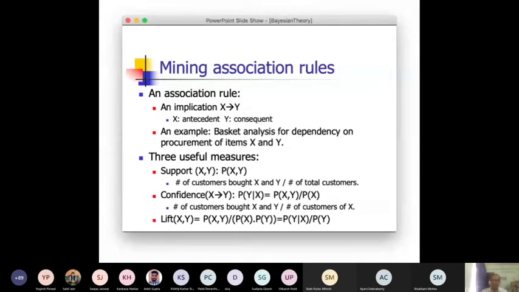But since your interest is to find the association, if there is any association, you expect these values should deviate from 1. Either it should be on the higher side or on the lower side with respect to 1. Okay. So these are the three useful measures by which we can design certain algorithms, and we'll see later on how to find the association.